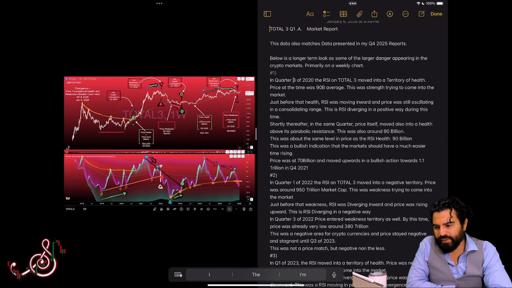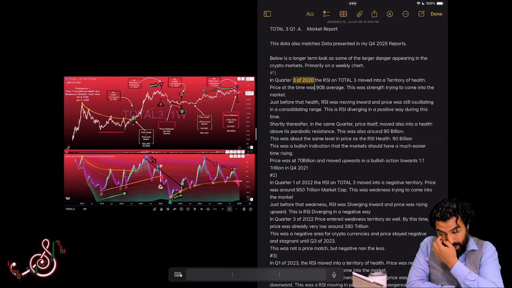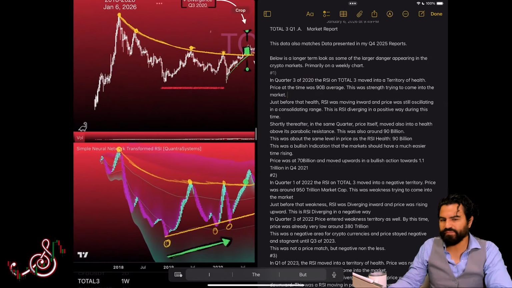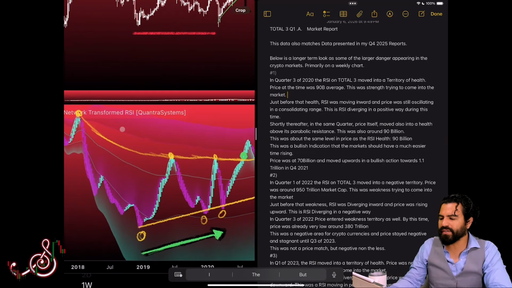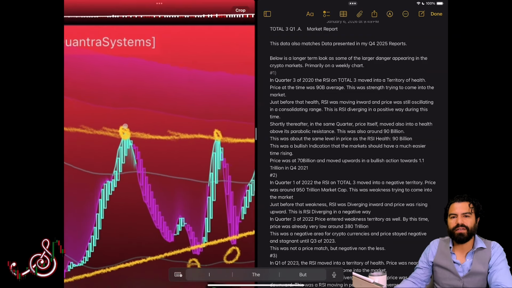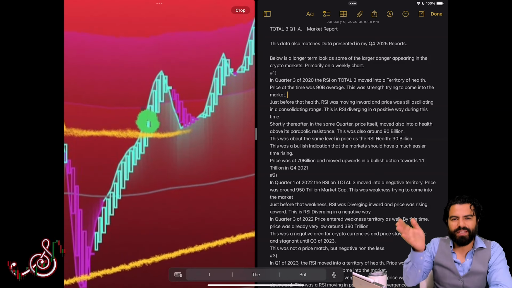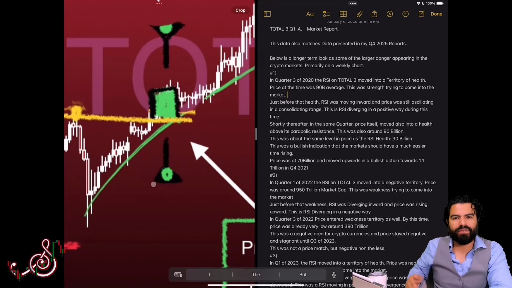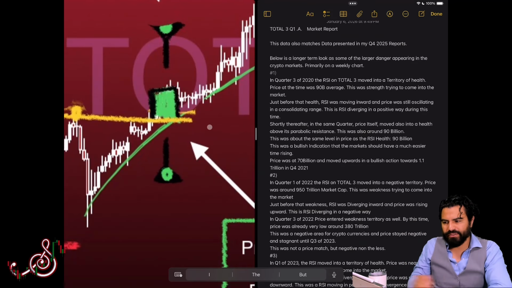In Q3 of 2020, RSI on Total 3 moved into a territory of health, and price at the time was around 90 billion average. Now, what we mean by that is that RSI also had a similar trend using these tops here, here, and here, and then there was a health that appeared. We marked the time where it appeared, approximately here, and I gave it this little triangle with a little black dash. So this is a time marker for when health is entering the market.